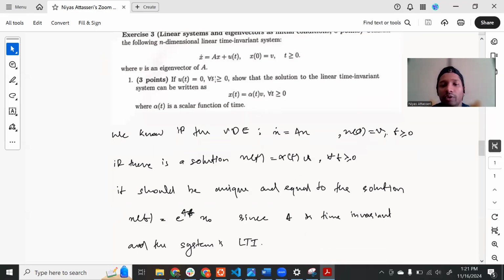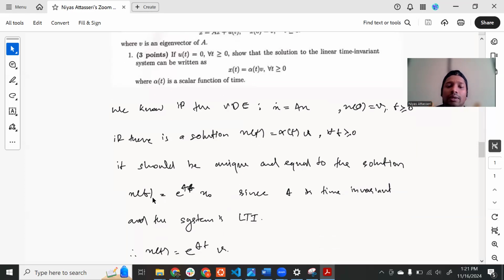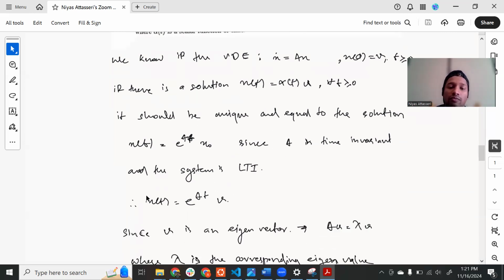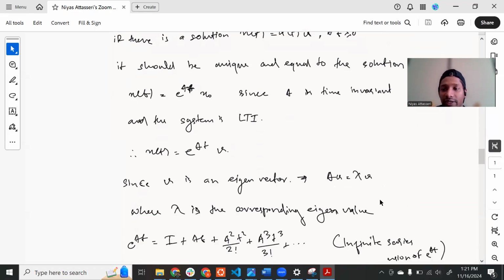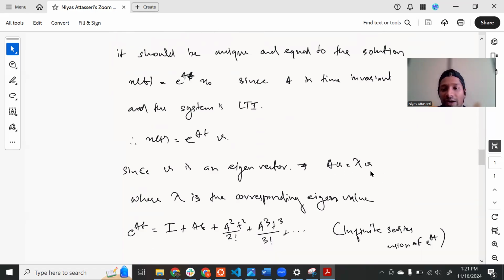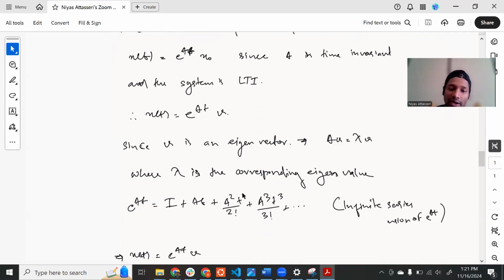Now, to find that, we know that for a linear time invariant system, we can write the solution of the differential equation as x of t equal to e raised to At x naught, where A is linear time invariant. Now we have x of t equal to e raised to At v. Now v is an eigenvector, so we know that Av is equal to lambda v. That's the eigenvalue equation, where lambda is the eigenvalue corresponding to that eigenvector.